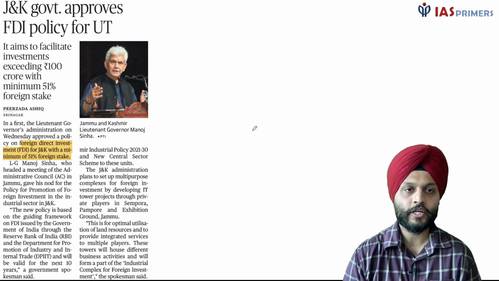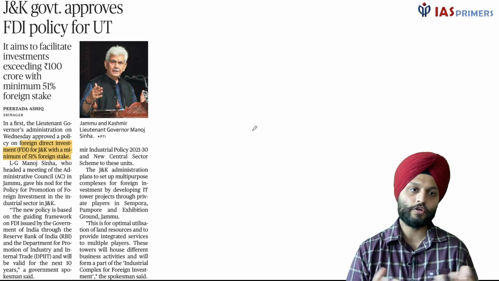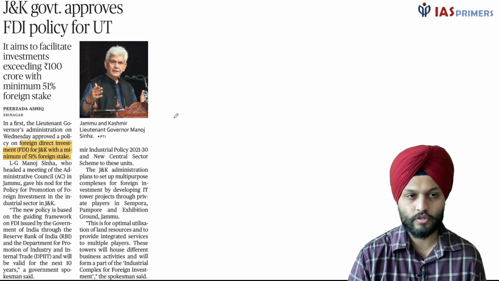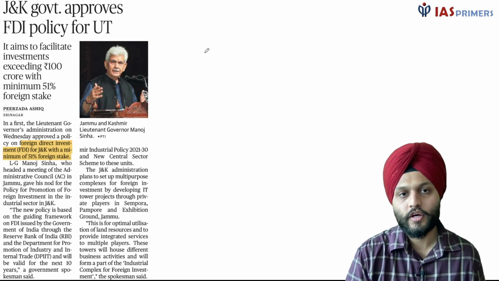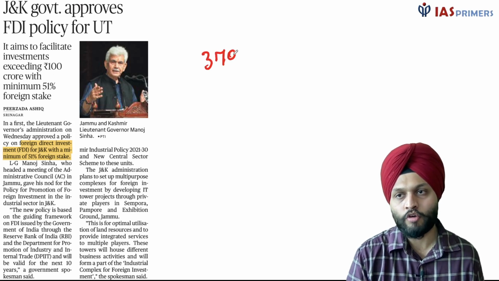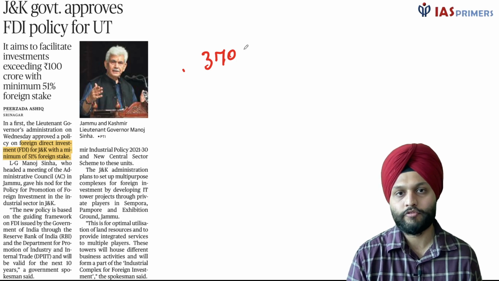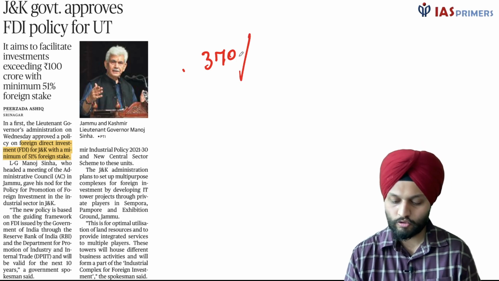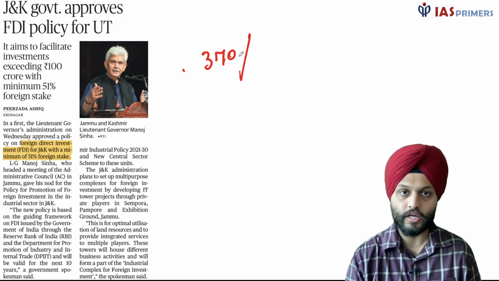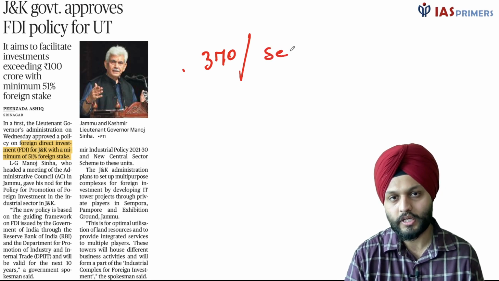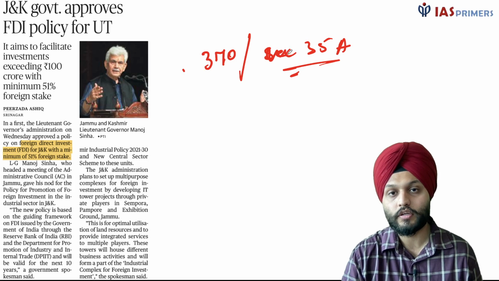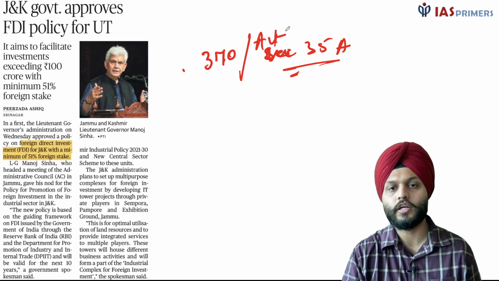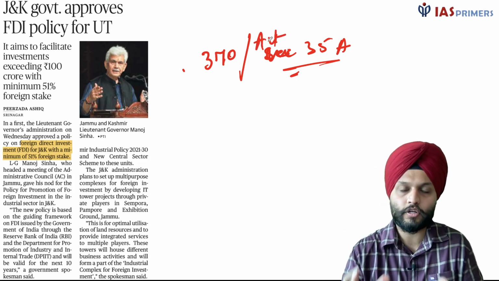Now, Jammu and Kashmir government approves FDI policy for the Union Territory. So this is just an update basically, right? I think this headline itself says this. So after the abolition of Article 370, and when we say Article 370, there is also Section 35A. Right, sometimes I myself get doubts. So Article 35A. I'm having a doubt if it is 34 or 35.